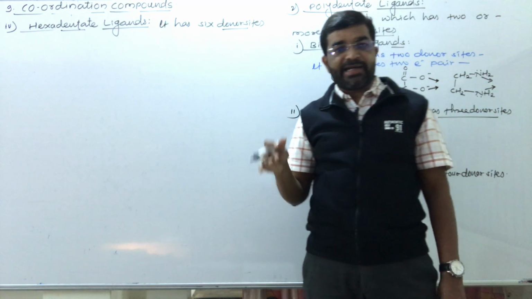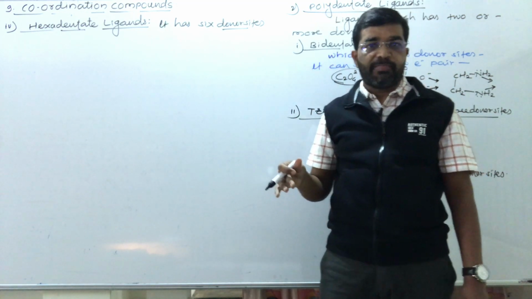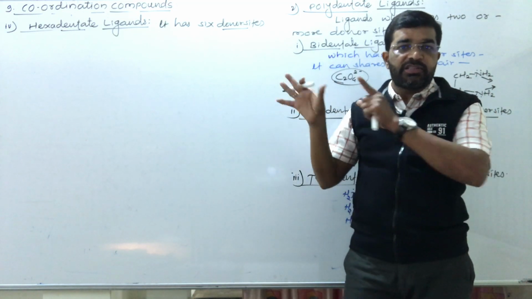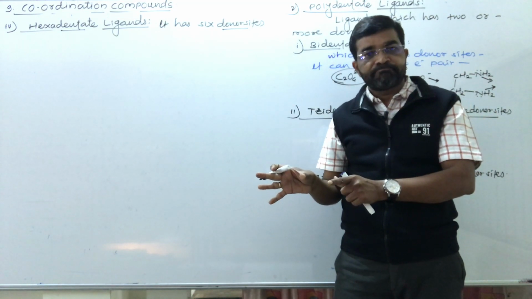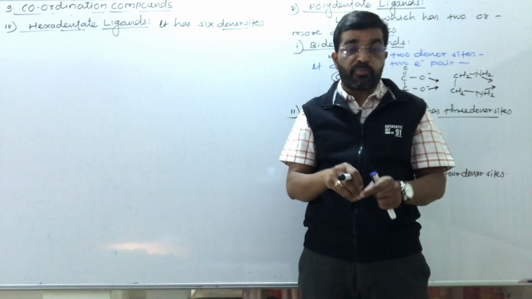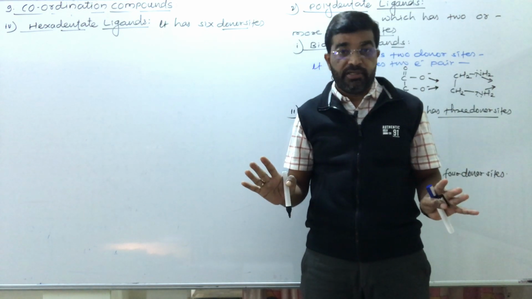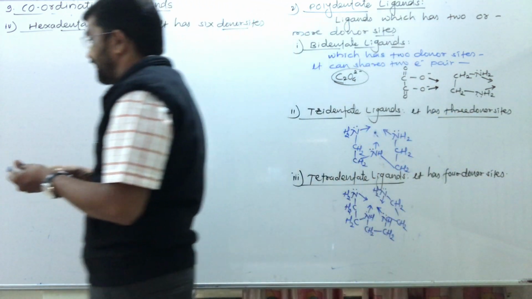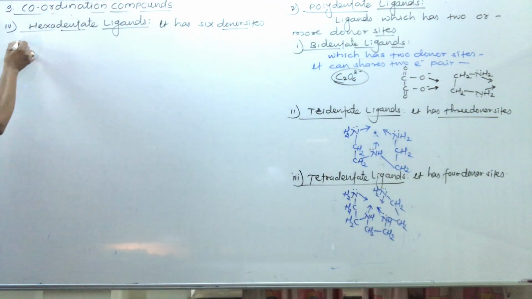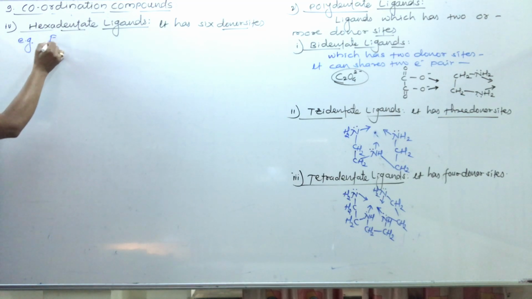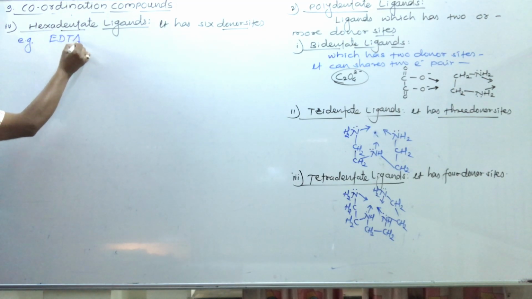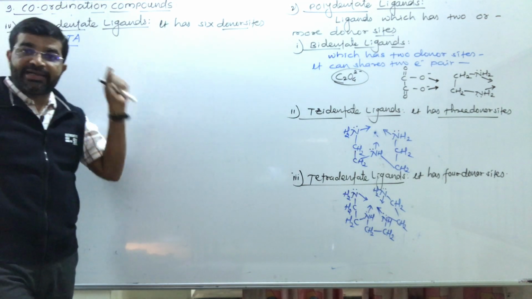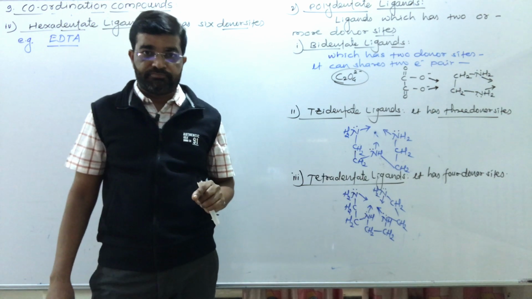So the ligand attached to the central metal atom or ion shares its 6 pairs of electrons with that central metal atom or ion, meaning it has 6 donor sites. So that is called a hexadentate ligand. An example of a hexadentate ligand is EDTA.